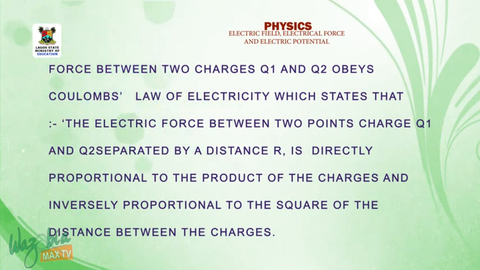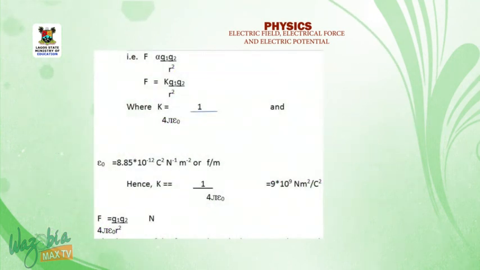I repeat, Coulomb's law of electricity states that the electric force between two point charges Q1 and Q2 separated by distance r is directly proportional to the product of the charges and inversely proportional to the square of the distance between the charges. That is, F is directly proportional to Q1 Q2 over r squared.